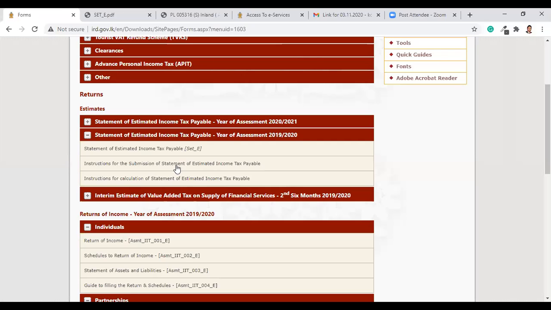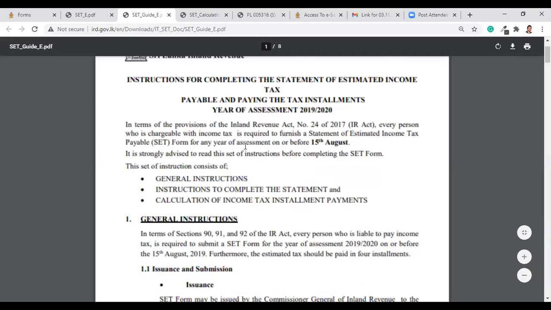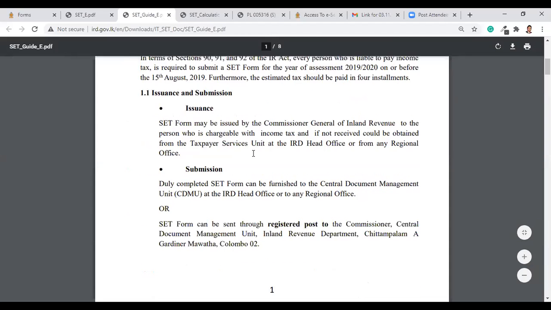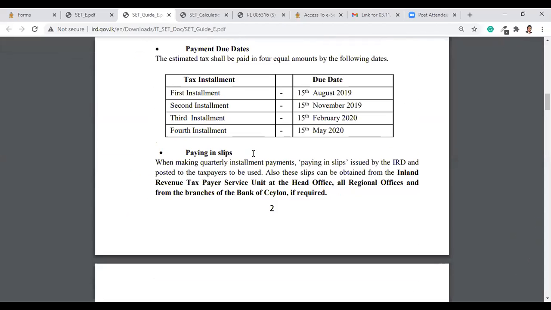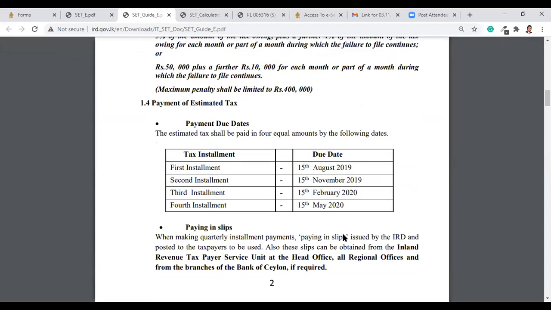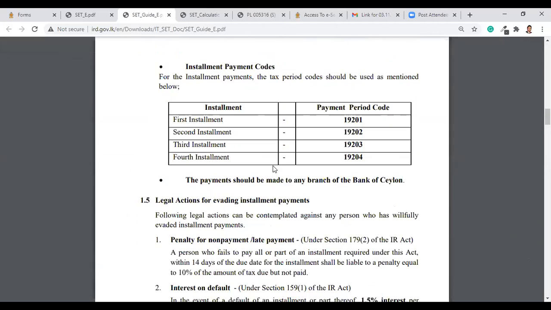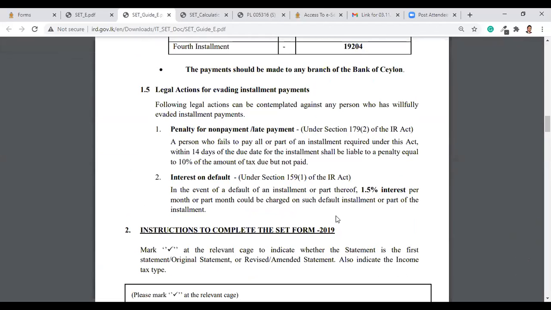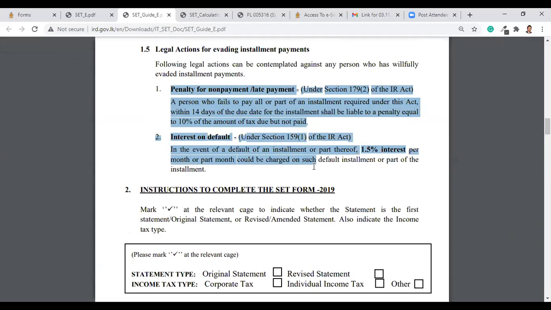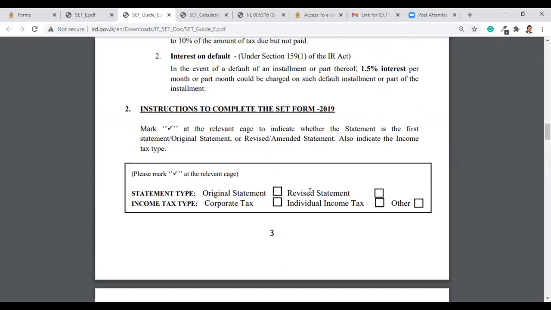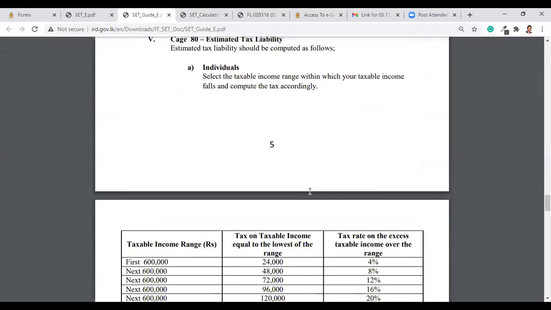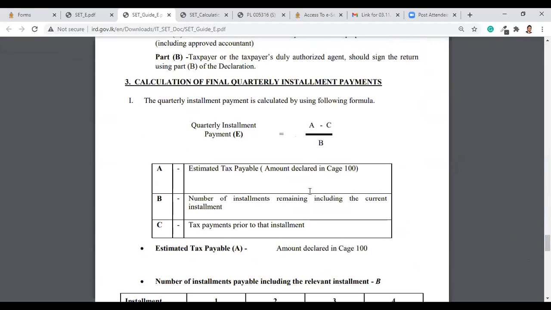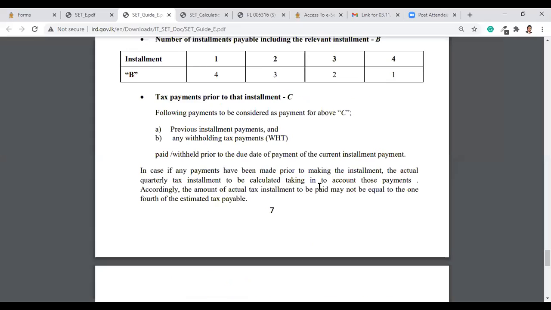Then for this they have published a guide as well. These are the additional reading for you. So if you can refer to this guide, though there are so many instructions, I'm not going to discuss in detail due to time constraints. The installment due dates, everything is there, right? How you need to make the payment, period codes, everything. So the penalty, late payment penalty, and the interest, everything, right? And in the case of here, how to calculate. This formula is also given. We'll discuss this a little later.